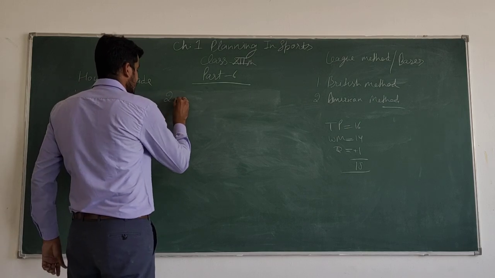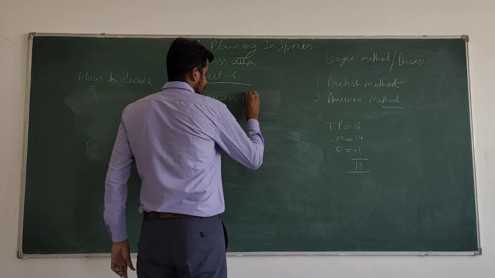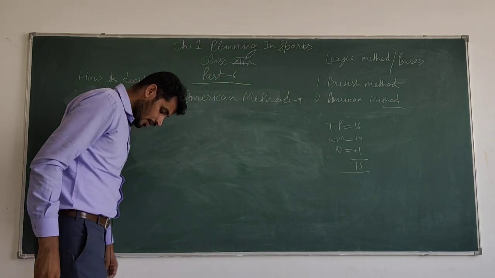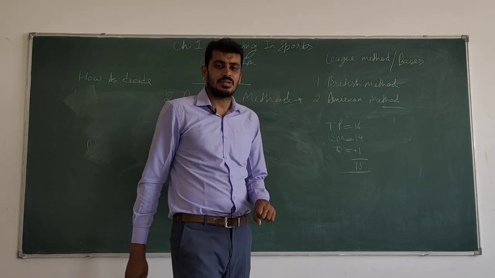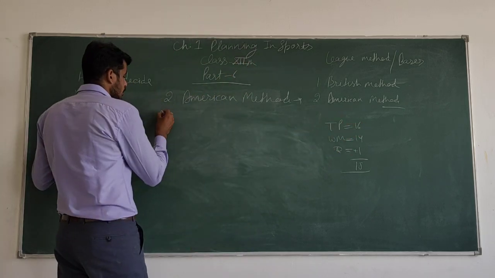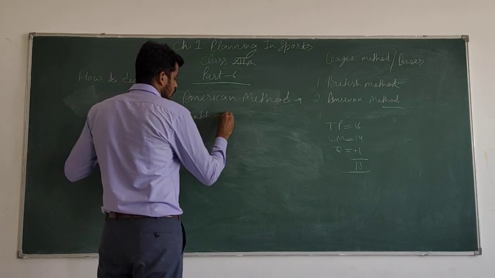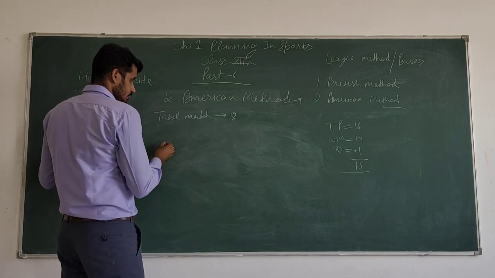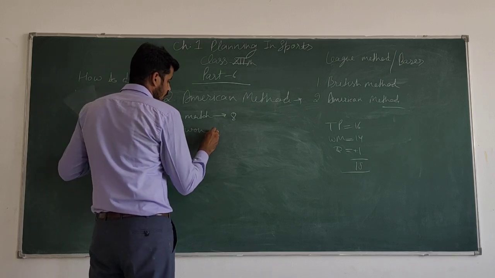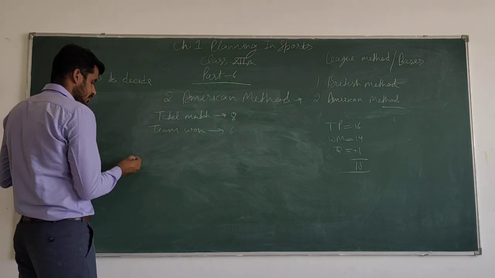Second one, the American method. Here we will count the total number of matches. Same formula, only on the basis of the total matches. Suppose total matches 8, the team won 6. So find out the winners.